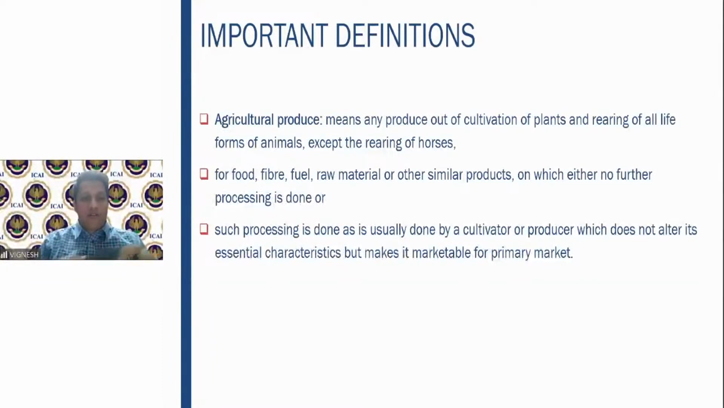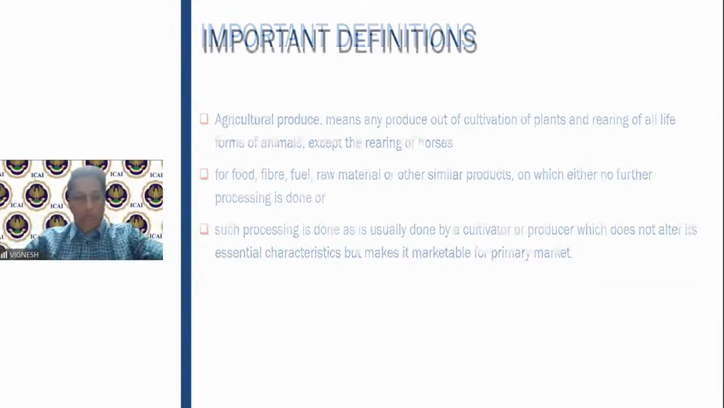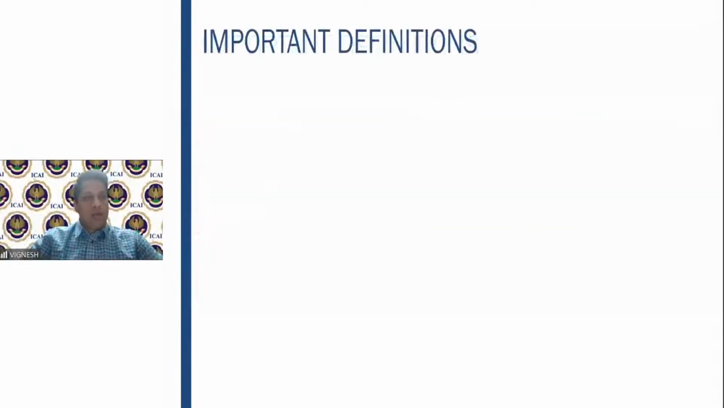Produce out of cultivation for food, fiber, fuel, raw material, or other similar products on which either no further processing is done, or such processing is done as is usually done by the cultivator or producer, which does not alter essential characteristics but makes it marketable for the primary market. So that means you cultivate the plants for food, fiber, raw material, etc. and essential characteristics do not get altered. That is a very important thing which you have to remember. Fine. I hope this point is clear.